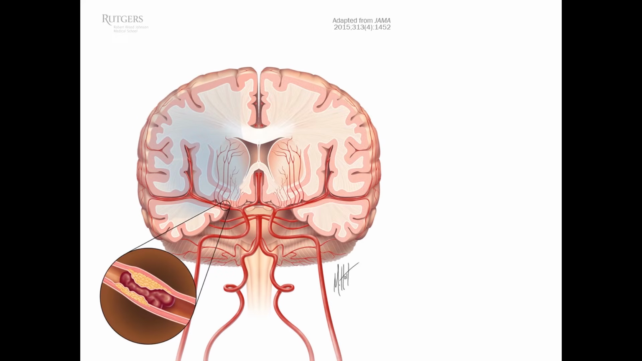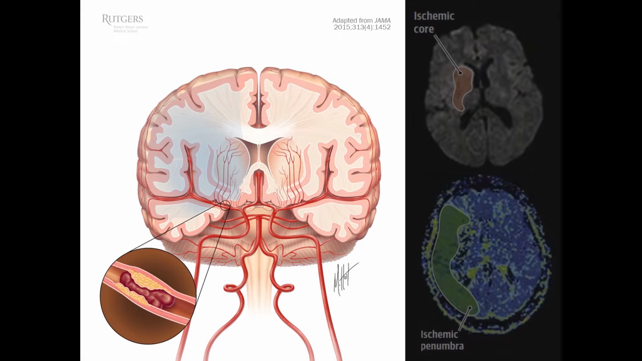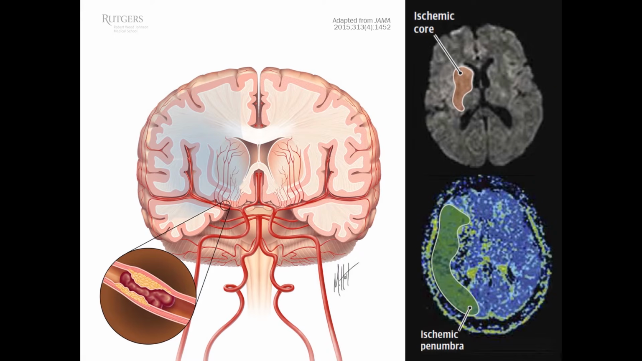Imagine the right MCA gets blocked, as pictured in this illustration. So almost immediately, some part of the brain, usually the deep structures which rely on that blood flow, die pretty quickly. And that's called the ischemic core. It is an area of the brain that suffered irreversible ischemic damage. However, there is a large part of the hemisphere that is surviving on blood flow from collaterals, and that is called ischemic penumbra. Collateral flow is not as robust as direct blood supply via the MCA.